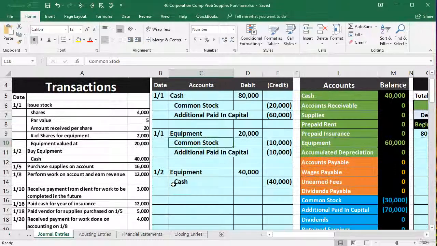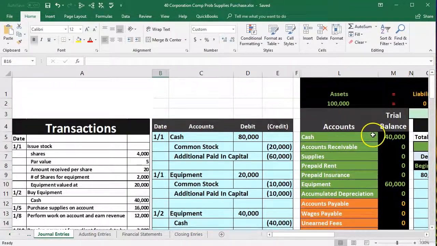In this presentation, we're going to continue on our comprehensive problem entering the purchase of supplies on account. So here's our transaction. We're going to go over here and post that into our general journal, or record it to the general journal, and then post it to the general ledger, which we'll then use to create the trial balance automatically.